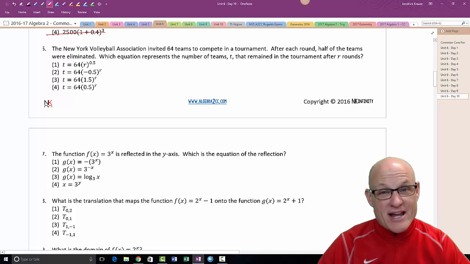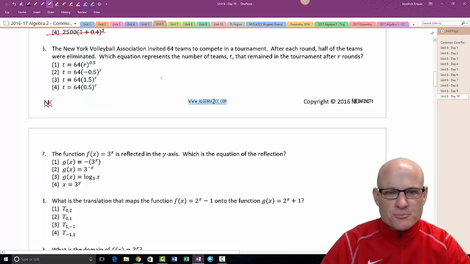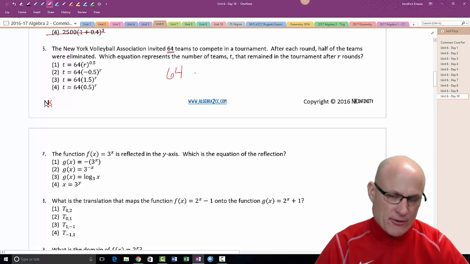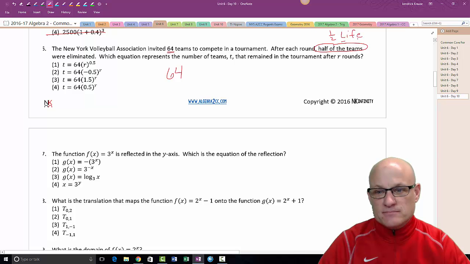The New York Volleyball Association. Okay, so this one is kind of tricky. You just got to pay attention and see what's going on. Let's see what we got here. We're going to start with 64 teams. Notice all of them start with 64 teams. That's the principal amount, or in this case, the starting number of teams. After each round, half of the teams are gone. This is really kind of like a half-life question, right? Because after each one, we're going to have 1/2 of the teams gone.